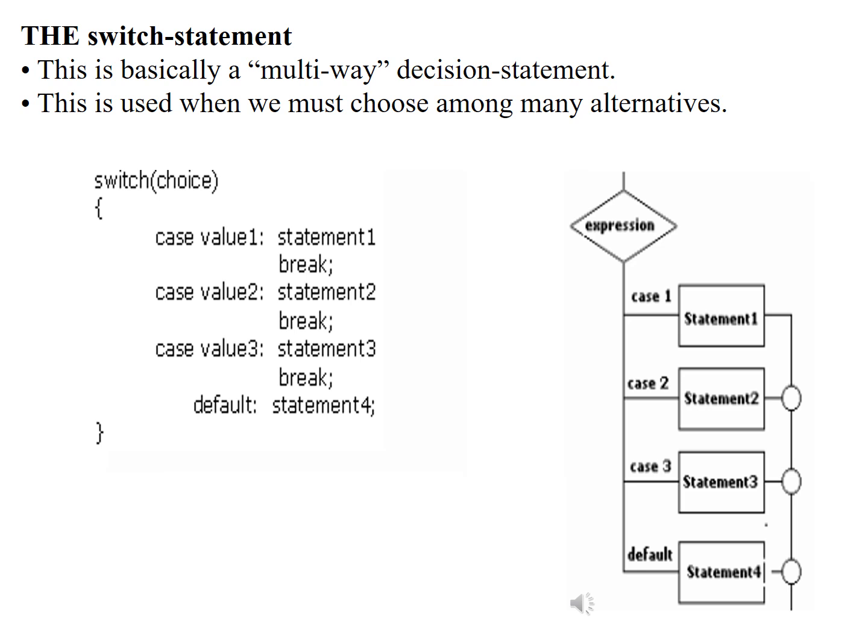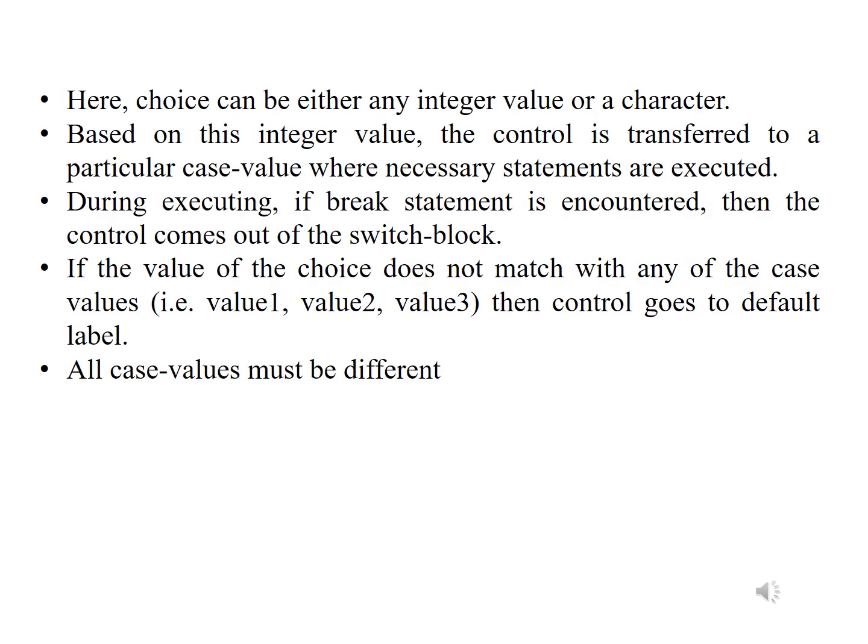If none of the case values is found, then the default statement will be executed, and after the default statement is executed, it will come out of the loop. In the switch statement, the choice can be either any integer value or a character. Based on this value, the control is transferred to a particular case where the necessary statements are executed. During execution, if a break statement is encountered, then the control comes out of the switch statement.